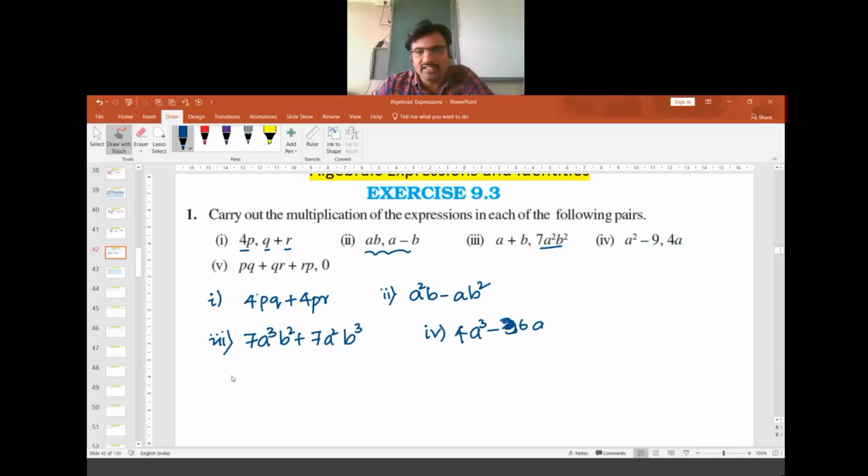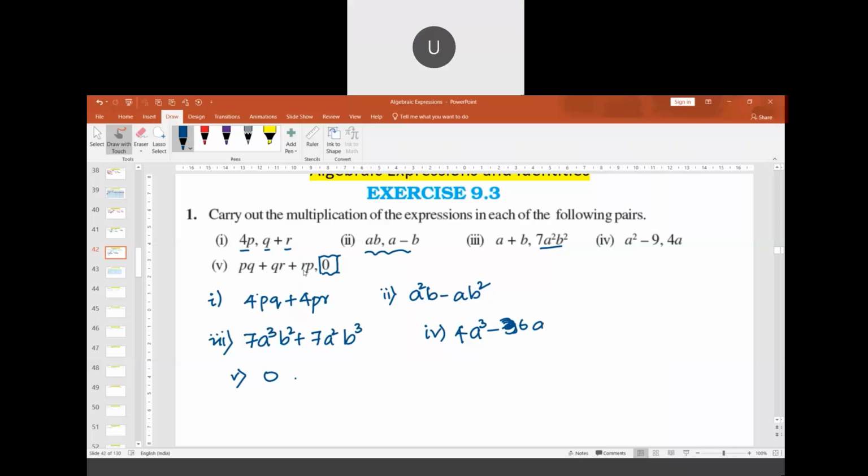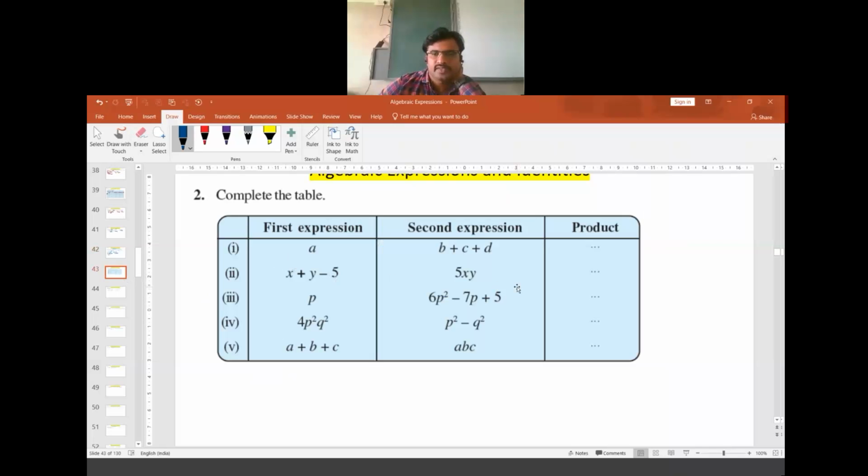How about the last one? 0, sir. 0. The same question was asked in one of the examinations some years before, and the person had considered this as a V, not 0. So he had multiplied OPQ, OQR, and OPR. Actually, this is 0.